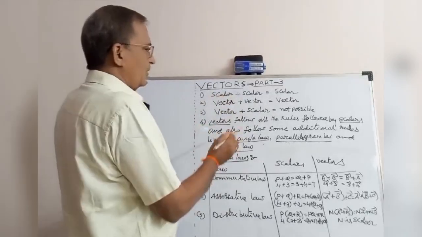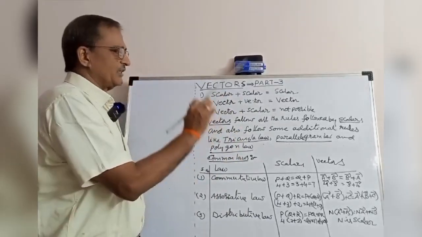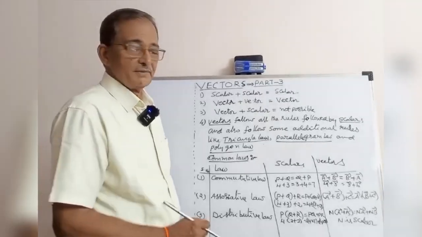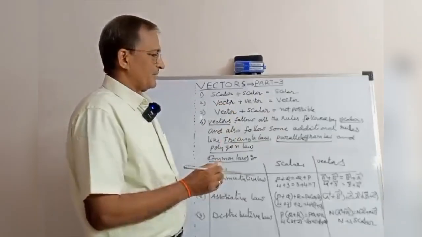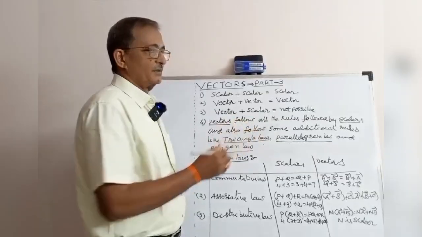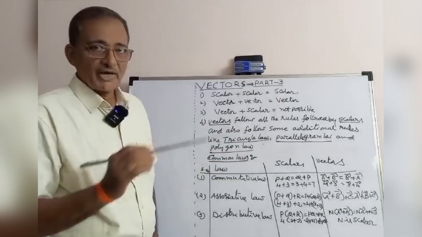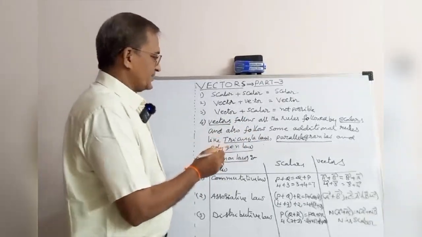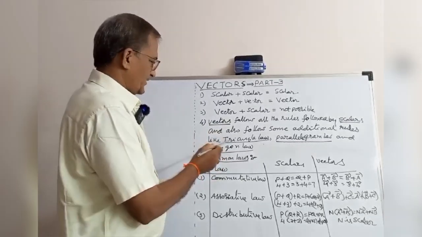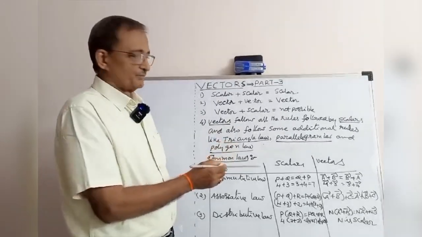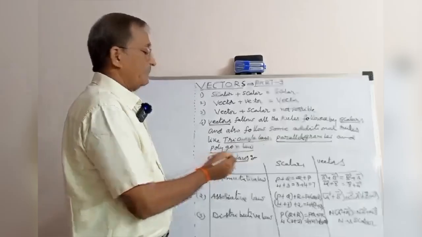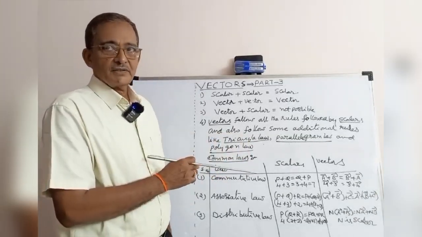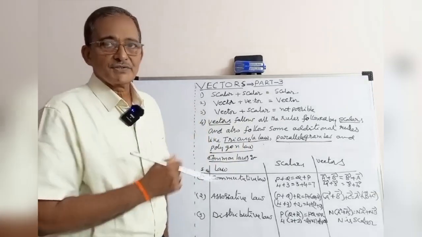And vectors follow almost all the rules followed by scalars. But additionally, they follow some other rules which scalars do not follow. Let us understand those laws. For example, take triangle law, parallelogram law, and polygon law. These are the additional laws followed by vectors other than scalars.